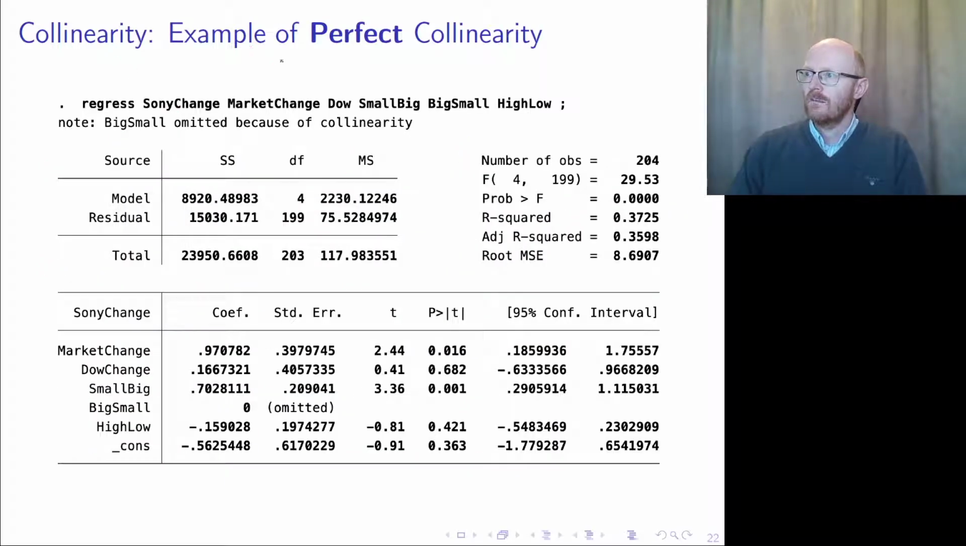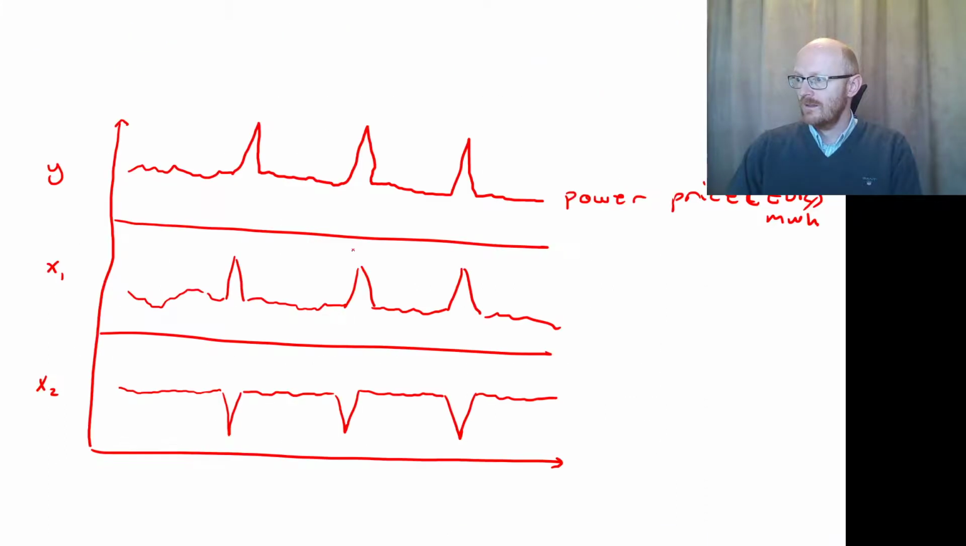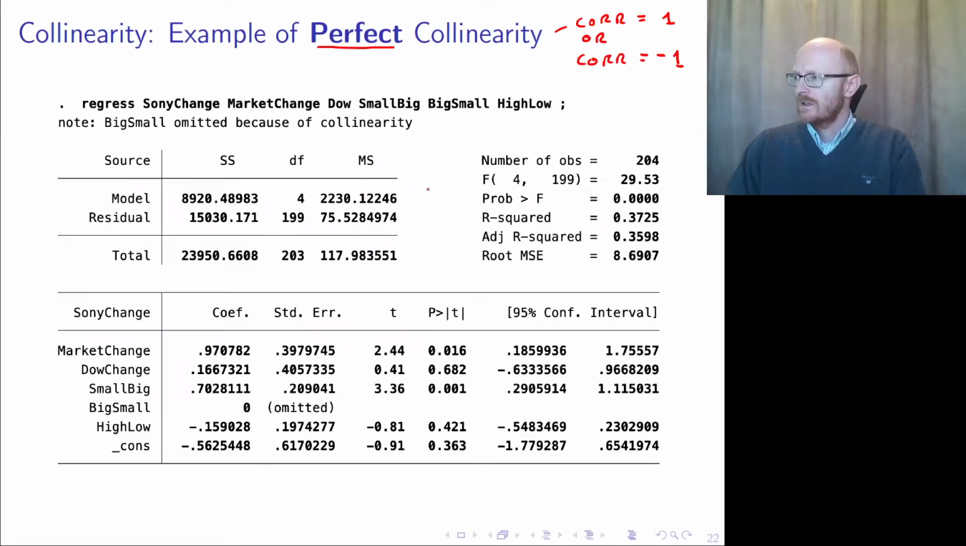So for example, if we have perfect collinearity, which means that correlation is equal to 1 or correlation is equal to negative 1. For example, in the example I showed you, the correlation between the spikes in x1 and x2 is like negative 1, but even though it's negative, it makes it really difficult for the computer to know which one of these actually causes or is related to the spikes in y.